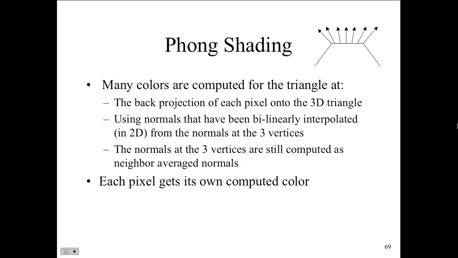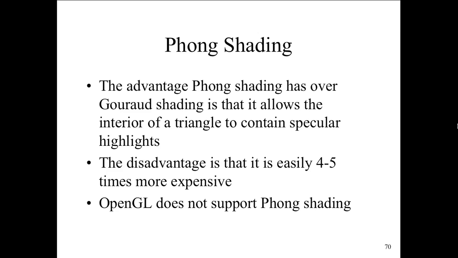Looking at it from a 2D perspective, the normals are at the 3D vertices. So you're making more points from the 3D vertices, calculating more center points to get a more even shading. The normals of the three vertices are still computed as a neighboring average. So you're using the same technique as Gouraud, but with more different starting points. Each pixel gets its own computed color.